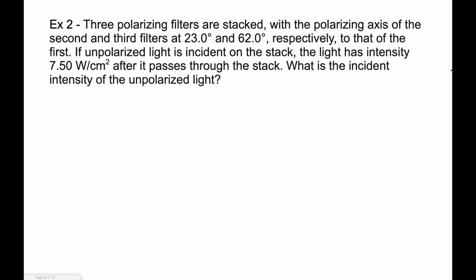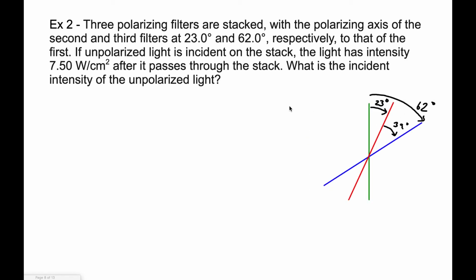In the second example, we have 3 polarizing filters. The polarizing axes of the second and third filters are at 23 degrees and 62 degrees respectively to that of the first filter. If unpolarized light is incident on our first filter, the light has intensity 7.5 watts per centimeter squared after it passes through all 3 filters. What is the incident intensity of unpolarized light?